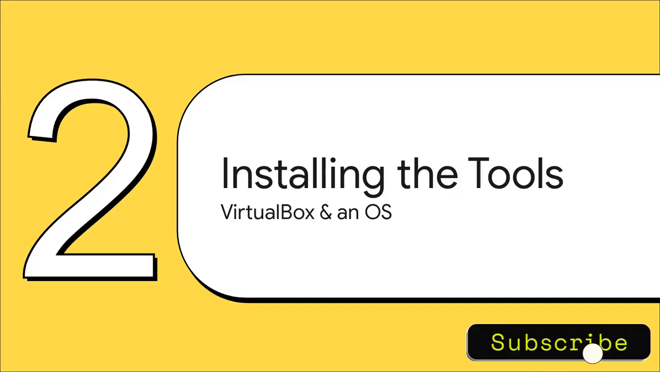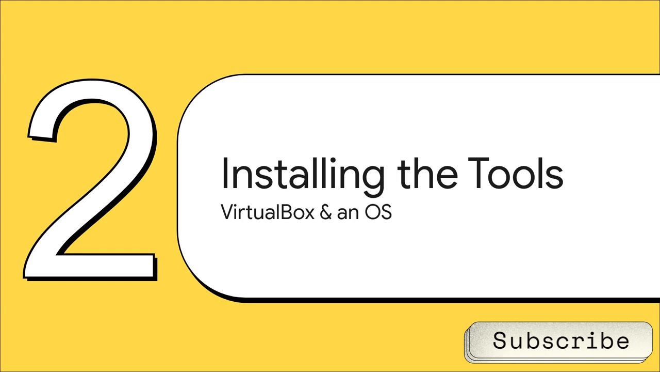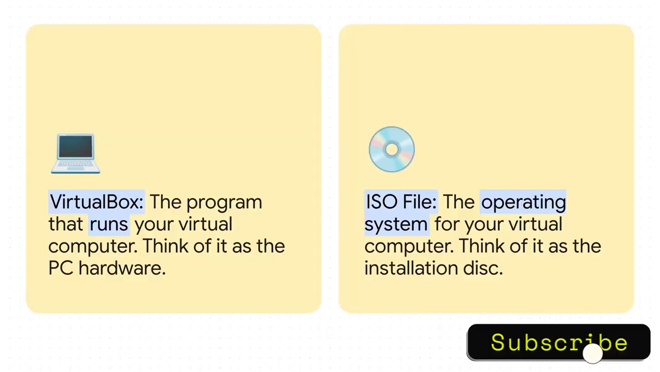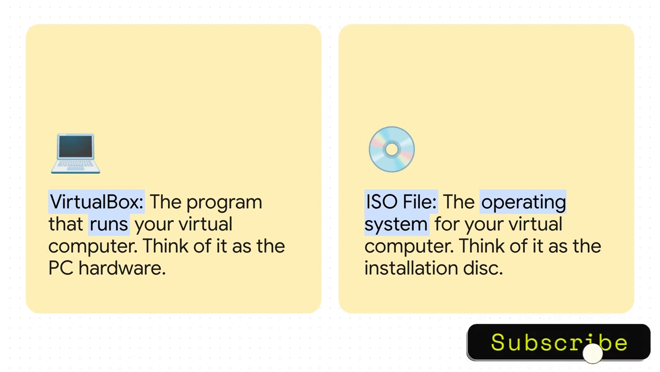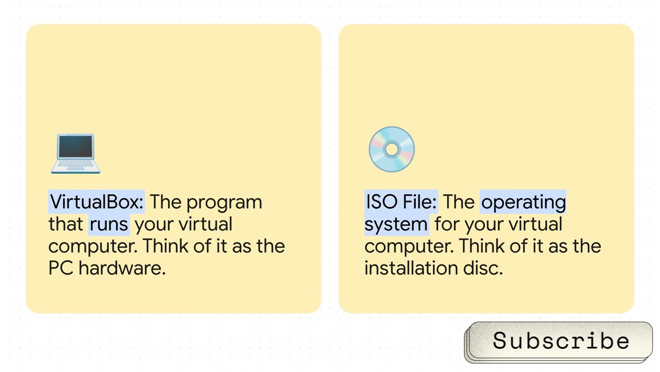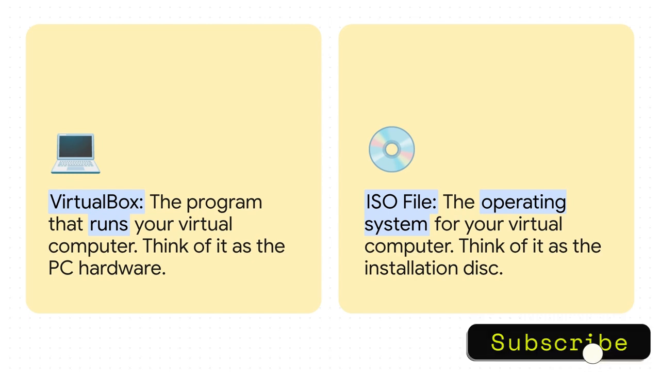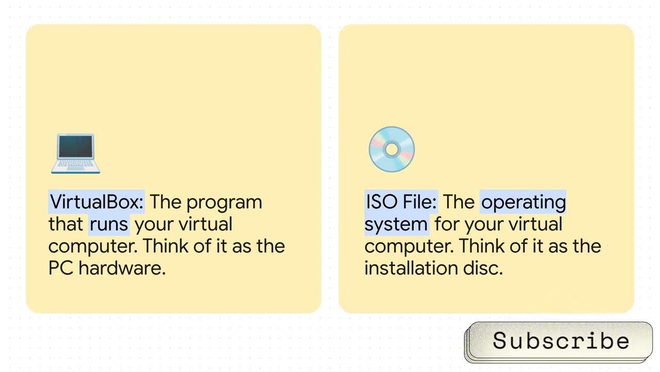Okay, with virtualization enabled, we are ready for the fun part, installing the tools. We just need 2 key pieces of software to get this project off the ground. So we need 2 things. First, we need VirtualBox. That's the program that actually creates and runs our virtual machine. You can think of it like the PC case and all the hardware inside. And second, we need something called an ISO file. This is the operating system itself. It's basically the modern digital version of an old installation CD.